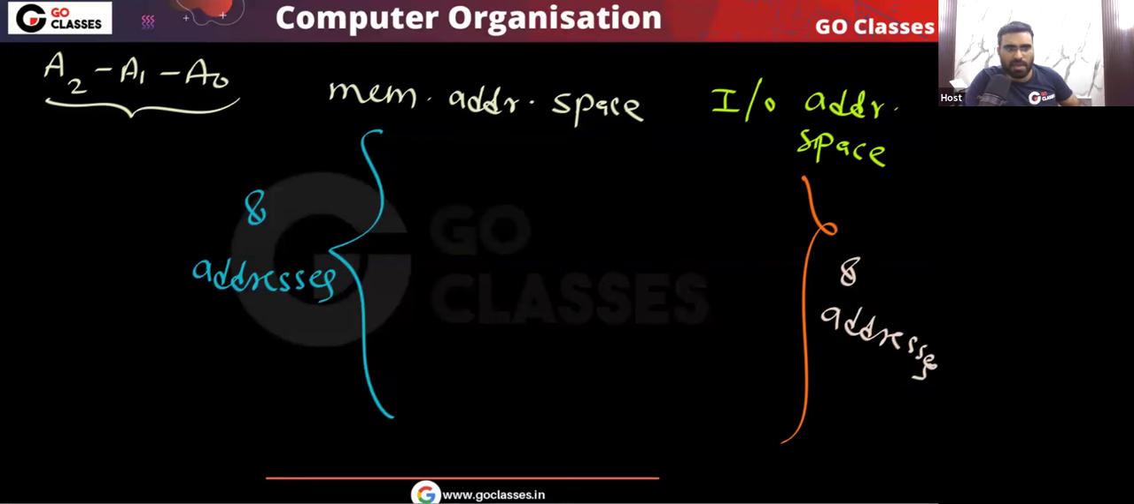Okay, see one thing. I am saying that main memory and IO devices have separate address space. Does it mean that they have separate address lines? Main memory address space and IO address space are separate. It means if you have 3 address lines, or a 3-bit address, then there are 8 locations in the main memory, and there are 8 addresses in the IO address space. Understand the difference. When I say address spaces are different, it does not mean that they use different address lines. Are you getting my point?